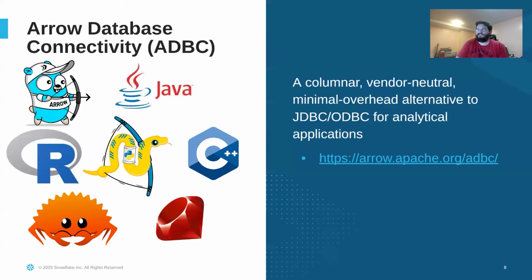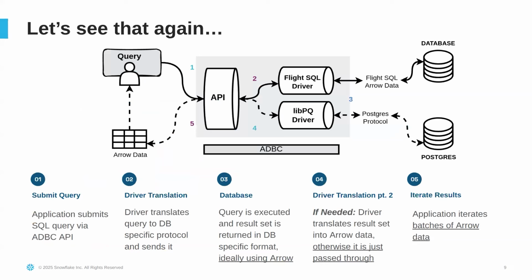Arrow Database Connectivity, ADBC. It is a similar concept to ODBC and JDBC. You have a single API that the client interacts with. Your application talks to one API. But instead of being row-oriented, the data that comes through the API is column-oriented, using the Apache Arrow data format. And so if we look back at our diagram from earlier, it works in much the same way.